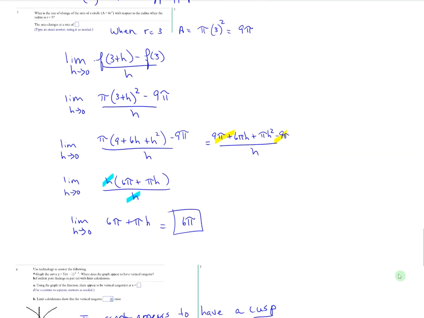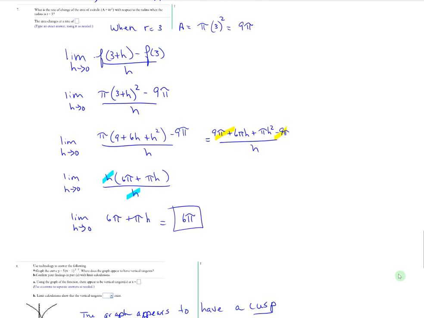All right, let's look at number 7. What is the rate of change of the area of a circle, A equals pi r squared, with respect to the radius when the radius is r equals 3? So first of all, we need to go ahead and plug in when r is 3, right here. What is A? Well, A is pi r squared, so A is going to be 9 pi.